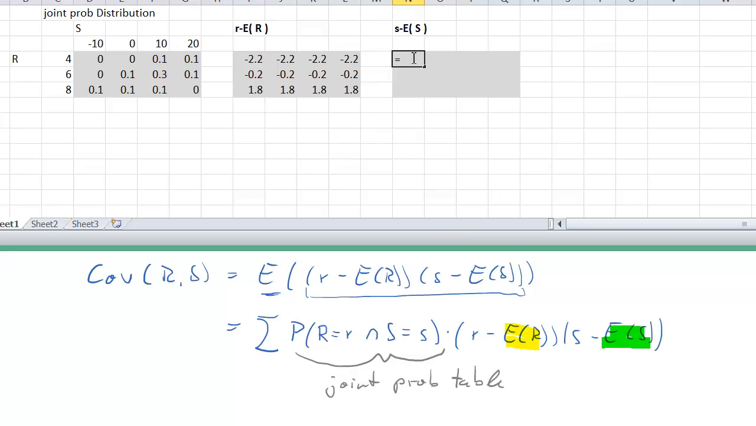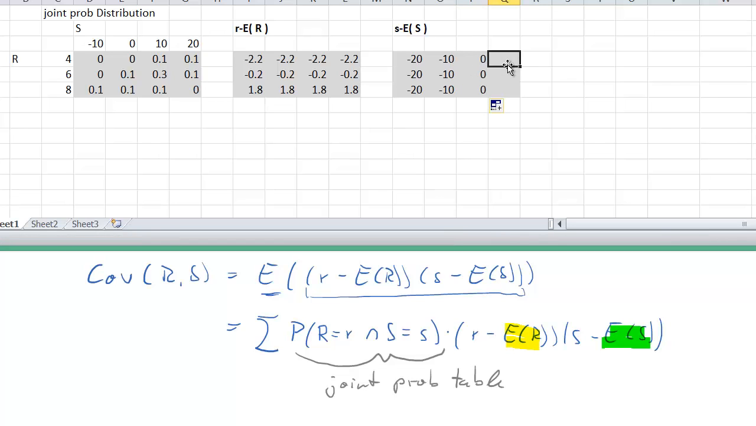Now we do the same for S. S negative 10 minus the expected value, so that's negative 20 would be the deviation. That's the same for all the 3 outcomes where S is negative 10. Then S can be 0, and there 0 minus the expected value is negative 10. Then outcome can be 10 minus the expected value, which is also 10. Therefore the deviation is 0.